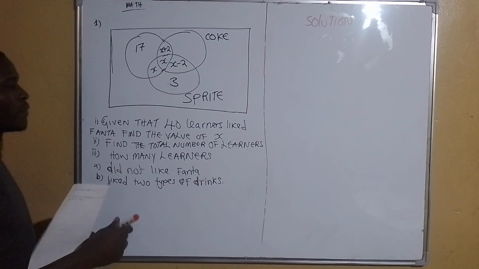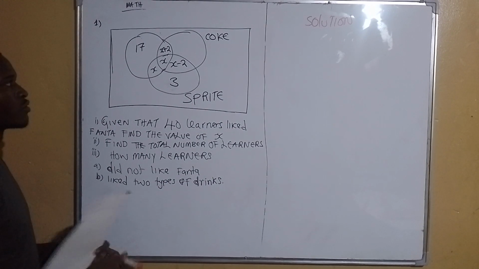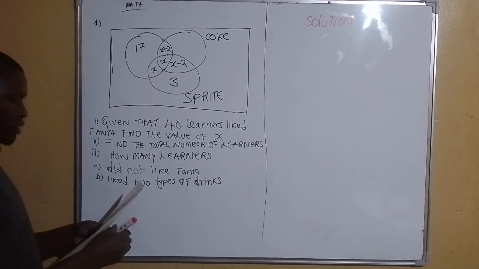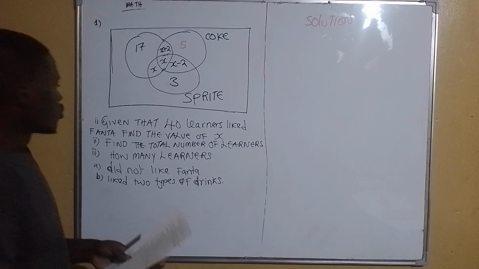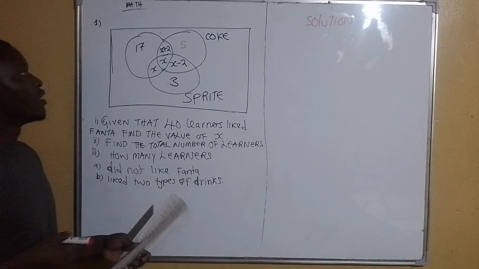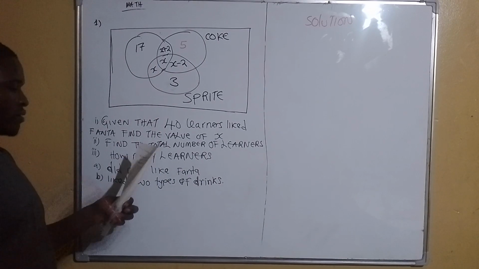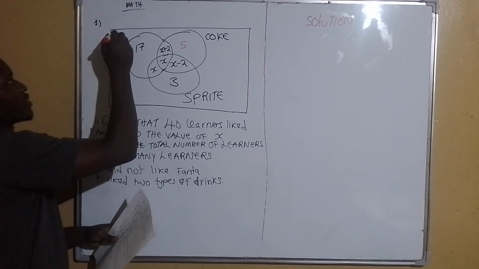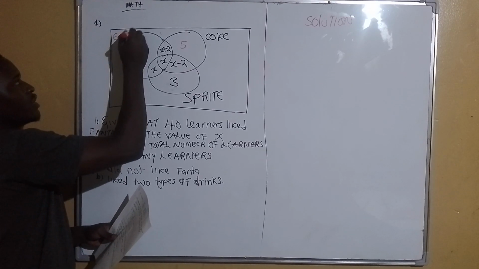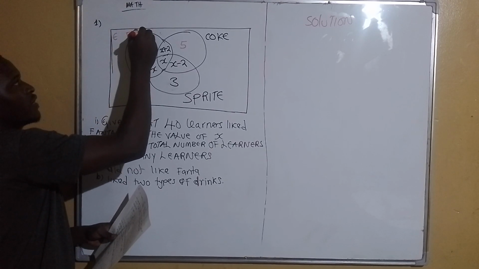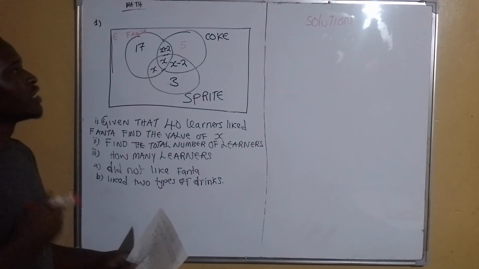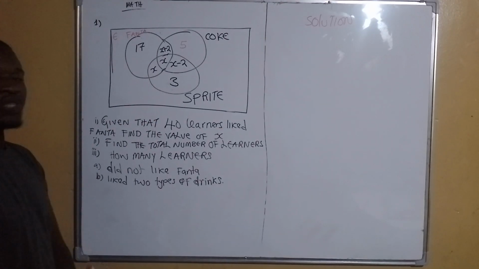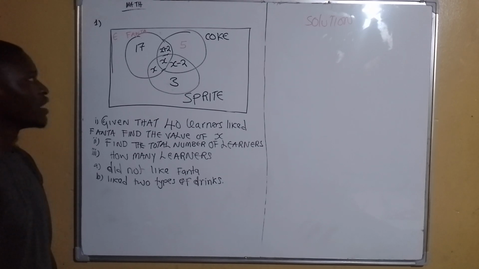Math paper 2. This question was from GCE 2023. Here, these are the learners in these Venn diagrams that were asked to mention their favorite drinks. So the responses are shown in this Venn diagram.